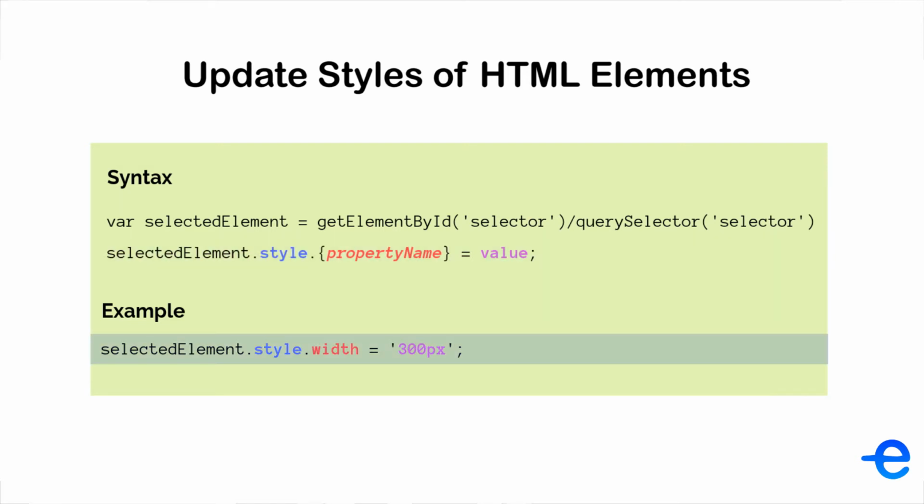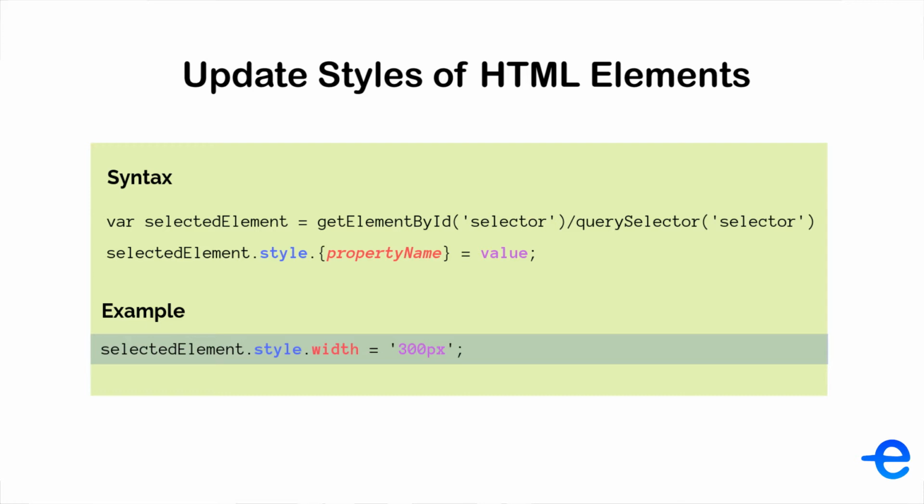So, for example, selected element dot style dot width. What we're doing here is giving a width of 300 to the selected element. If the element already has a width, then it will get updated by this 300. And if it doesn't have a width, then this 300 width style will be added.